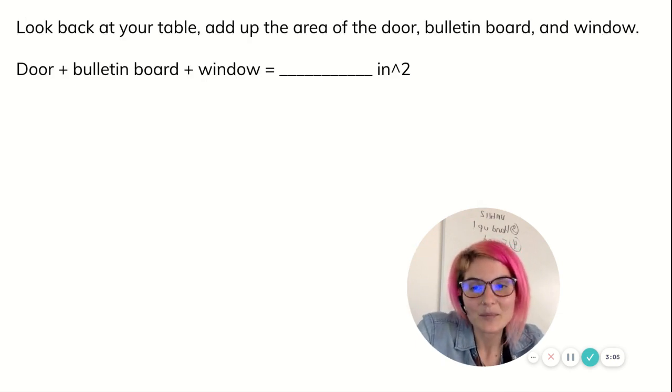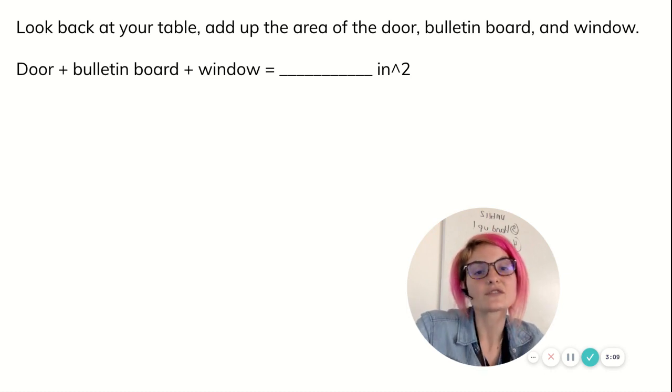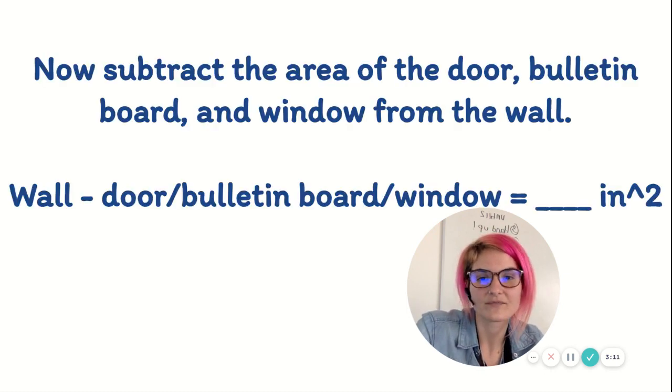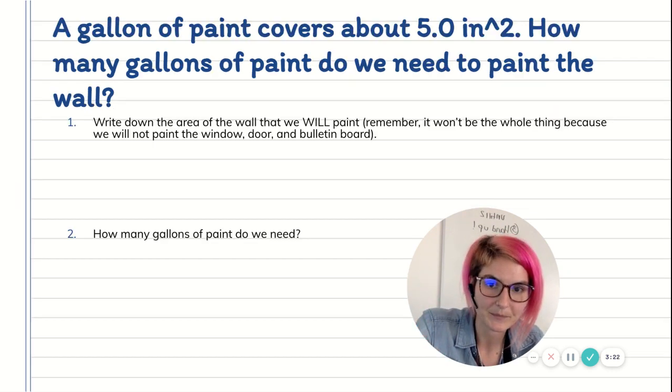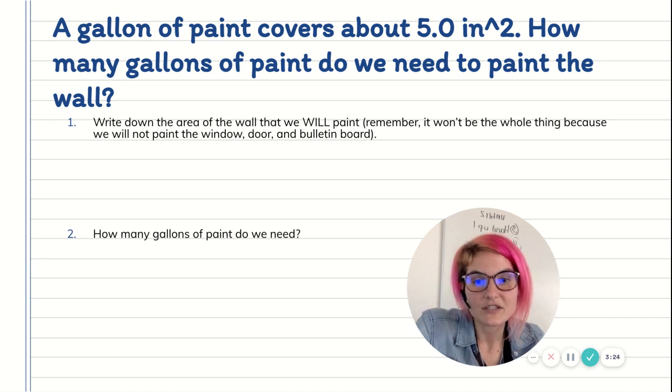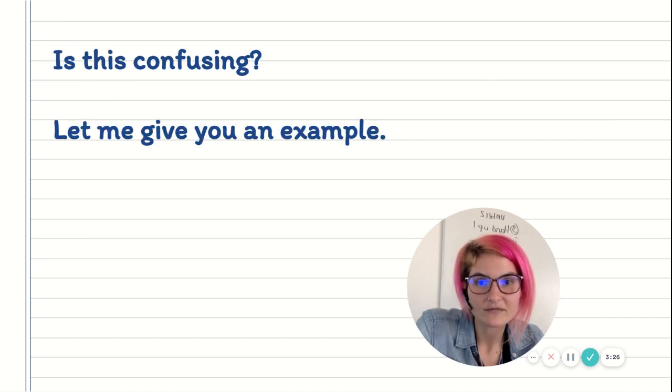Then you're going to add up the door, bulletin board, and window so that you have a total area of those three things we are not going to paint. Then you're going to subtract those from the area of the wall that you actually measured or that you took from the pre-measured document. You'll answer these two questions, and then you'll move on to your exit ticket, which is just another game of more measuring fun.